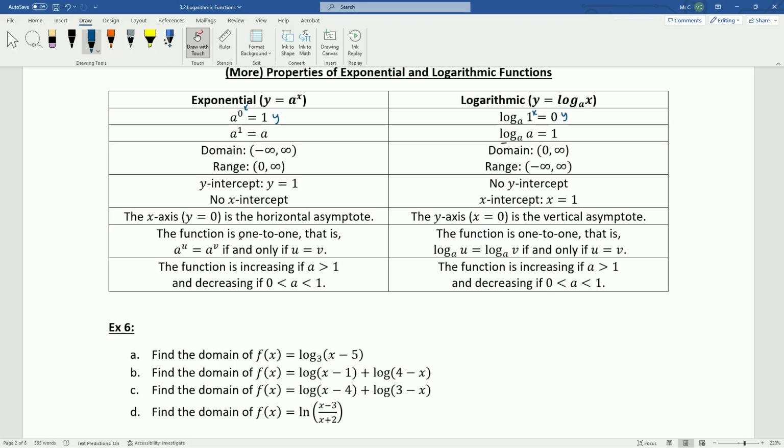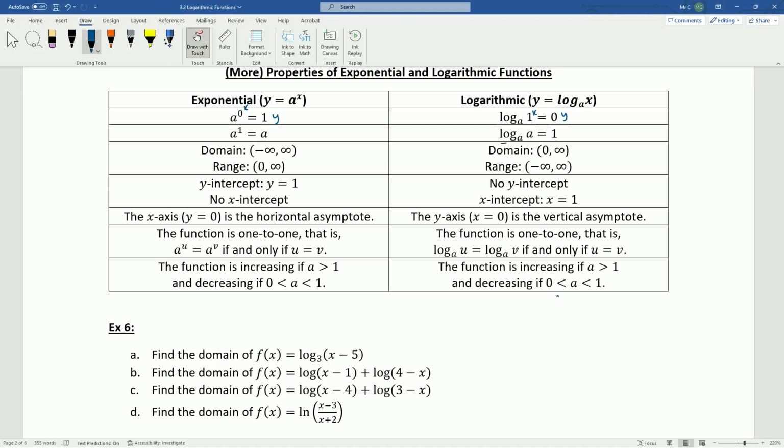We knew that the exponential function was 1-to-1, meaning each input has only one corresponding output. So of course, if you flip your inputs and outputs around, it's still 1-to-1. The logarithmic function is also 1-to-1. We also get that both functions are increasing for a greater than 1 and decreasing for a between 0 and 1.